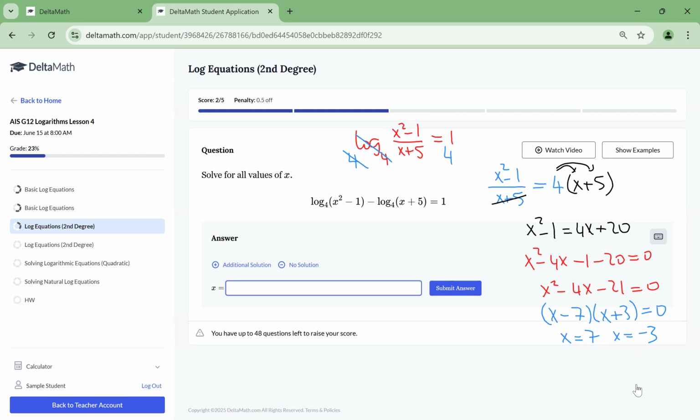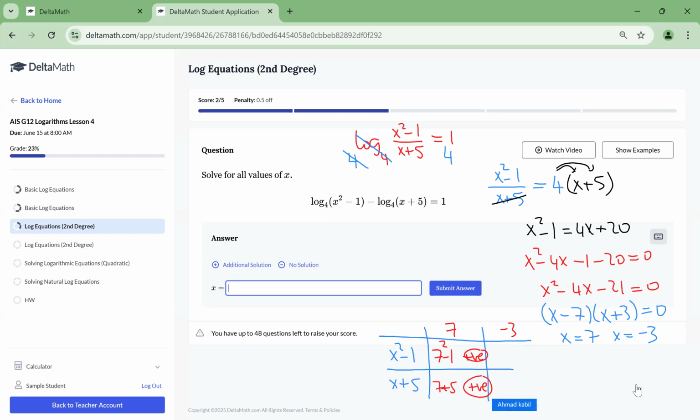Now we need to check for the two values. So we have x squared minus 1, x plus 5. And we're checking for 7 and negative 3. So this is 7 power 2 minus 1. This is obviously a positive value. It's 48. And here we have 7 plus 5. Again, this is a positive value.